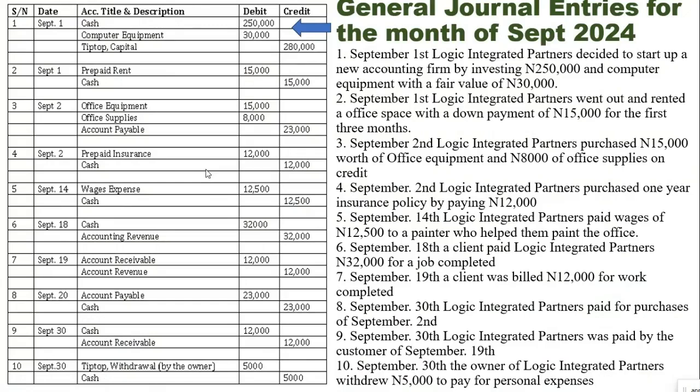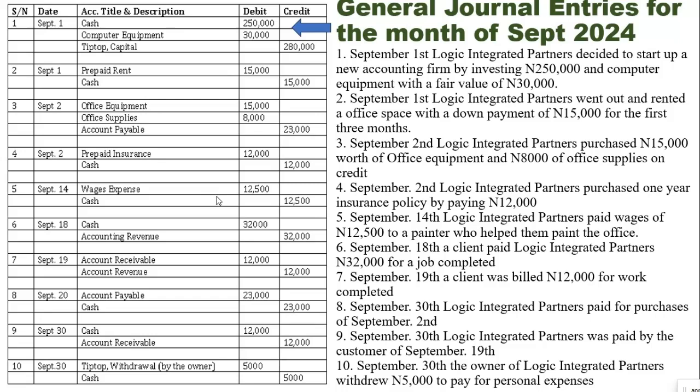So in this video, we are going to look at the Logic Integrated Partners journal entries for the month of September 2024. I will encourage you to watch lesson 3, lesson 4, and even lesson 5 so that you will understand how we interpreted these transactions. Today we're going to focus on how to post the transactions to the ledger.